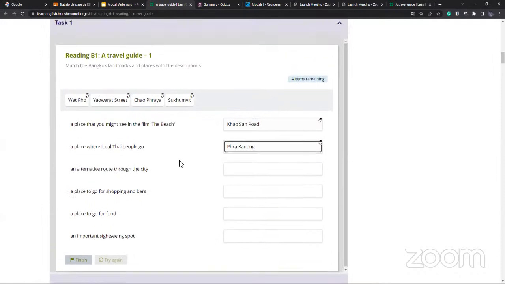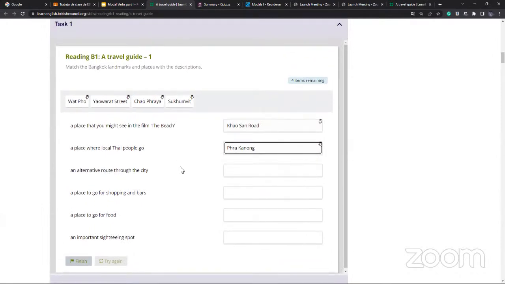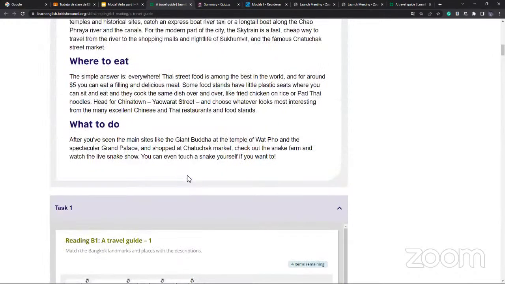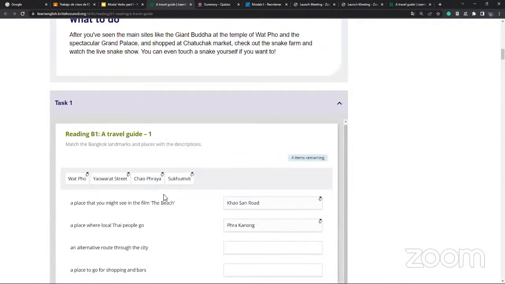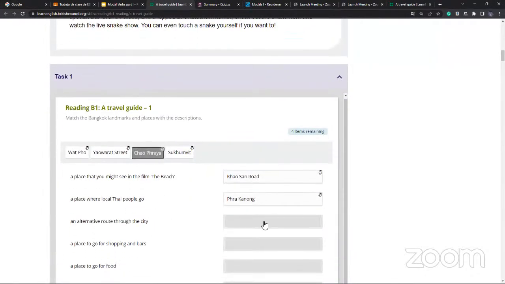Okay, let's search for an alternative route through the city. Oh, this is the second one. I think it's that. Alternative ways through the city. Child prior. Looks like that. Child prior. Perhaps. Yes, maybe it's child prior.